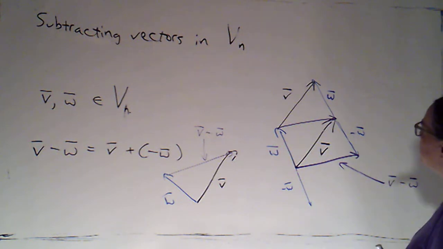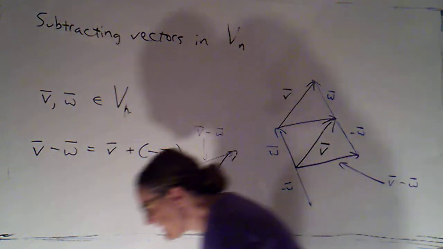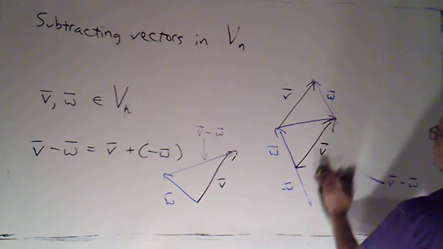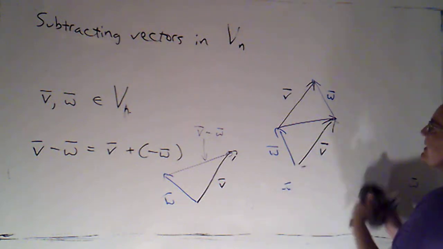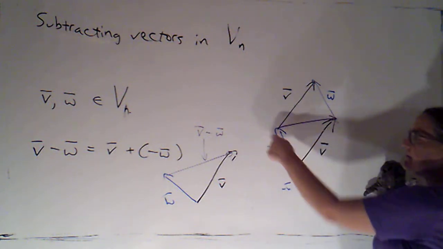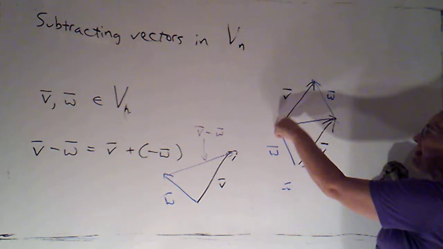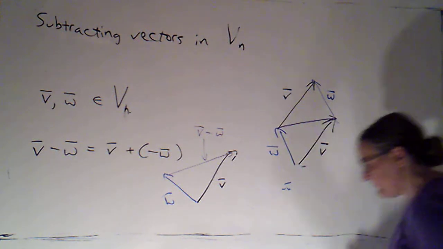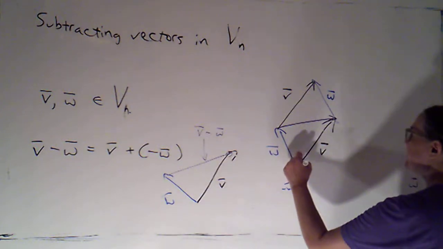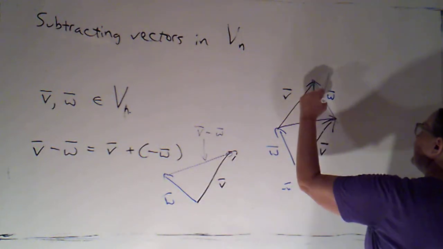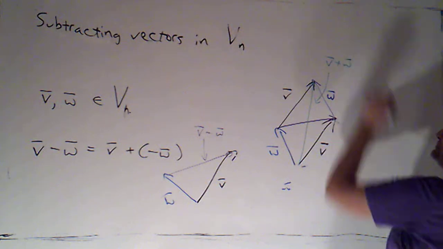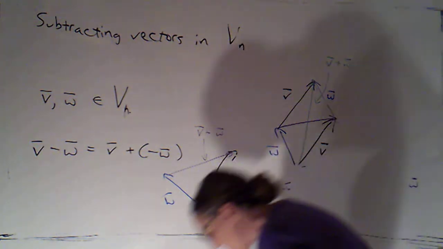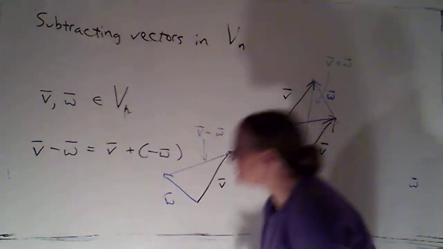If you also look then just at this part of the picture, here's our parallelogram with two sides of V and two sides of W. That diagonal is V minus W. If I were to draw in the other diagonal, that's V plus W. Kind of neat. So that's how we can accomplish our subtraction.